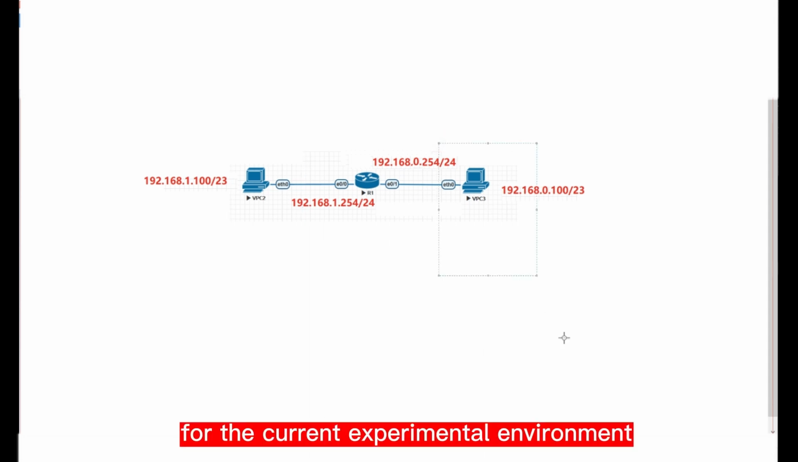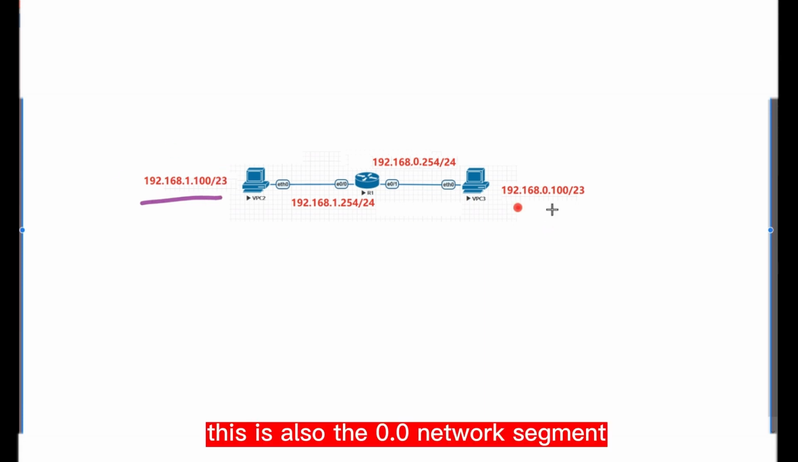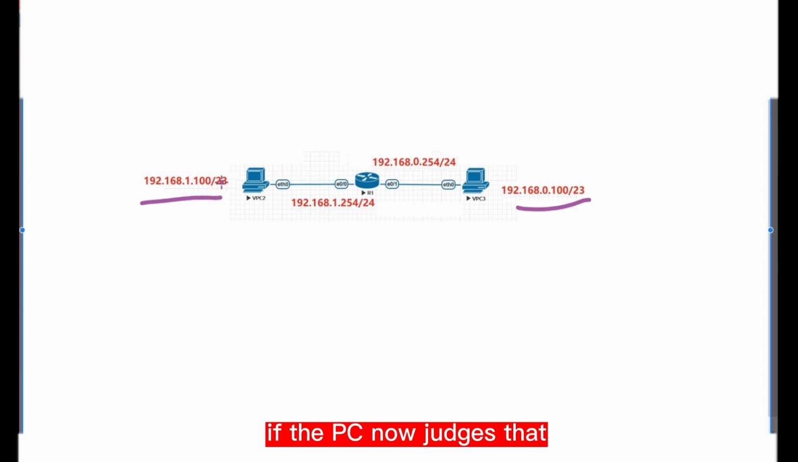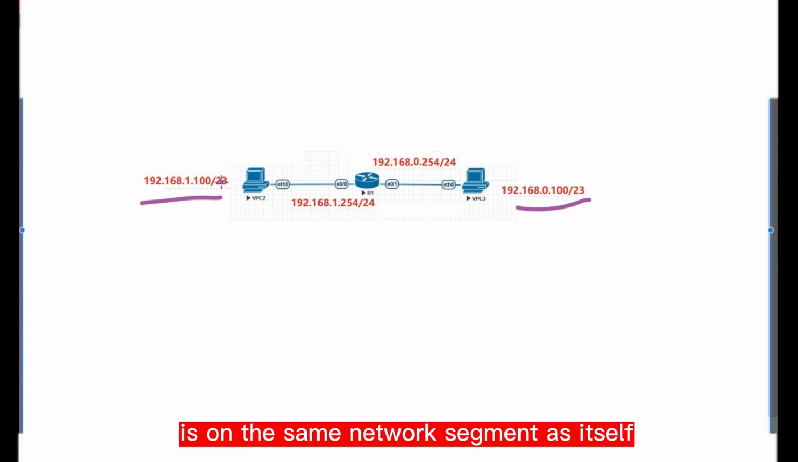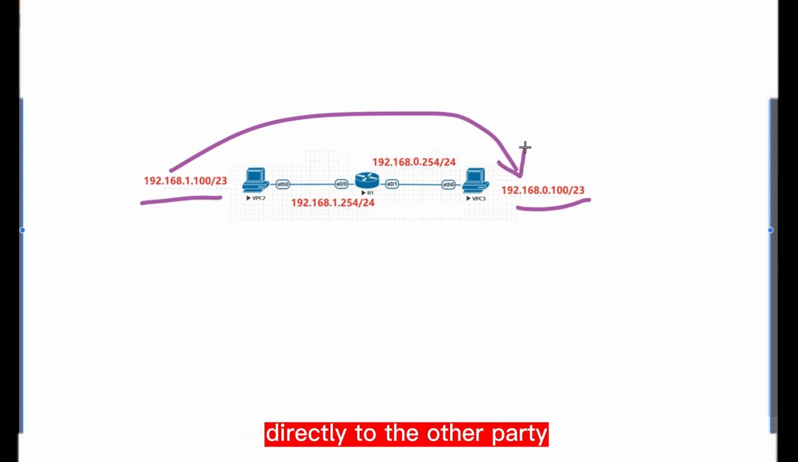For the current experimental environment, let's think about the process. First I ask everyone: if the left PC pings the right PC, can you ping through? What we say now is, this is the 0.0 network segment, and this is also the 0.0 network segment. Both are on the same network segment. If the PC judges that the other party is on the same network segment as itself, it should send an ARP broadcast directly to the other party to query the other party's MAC.